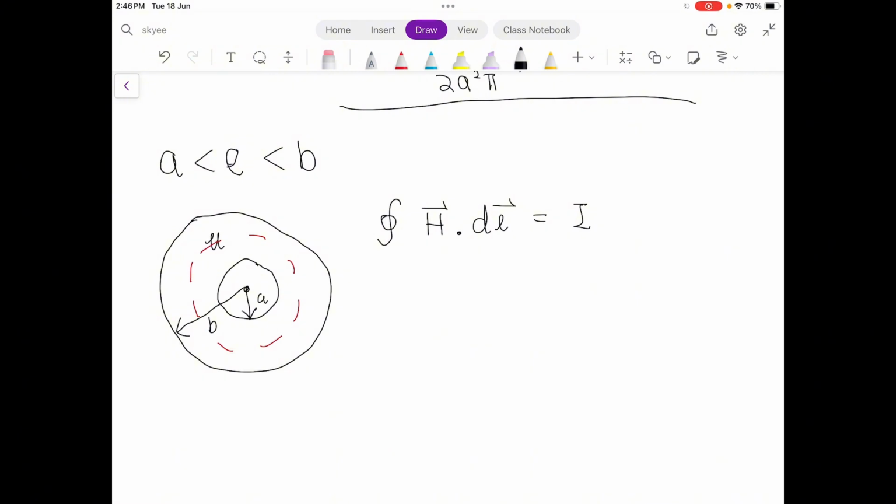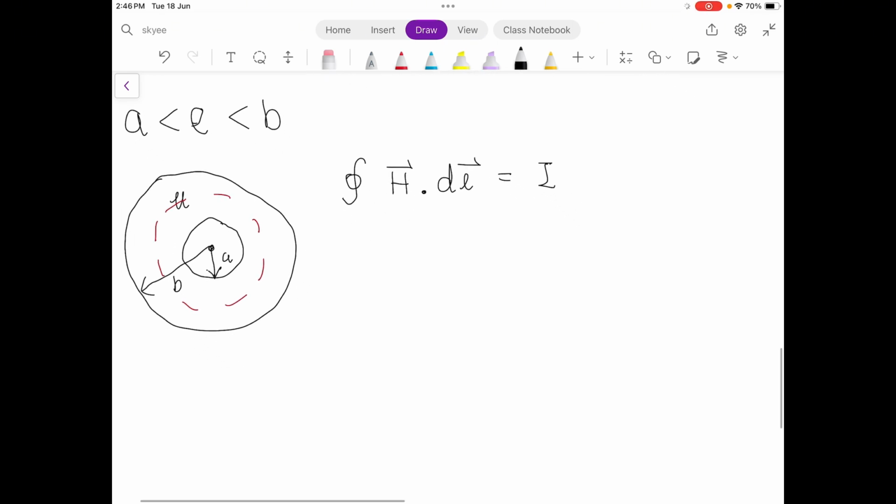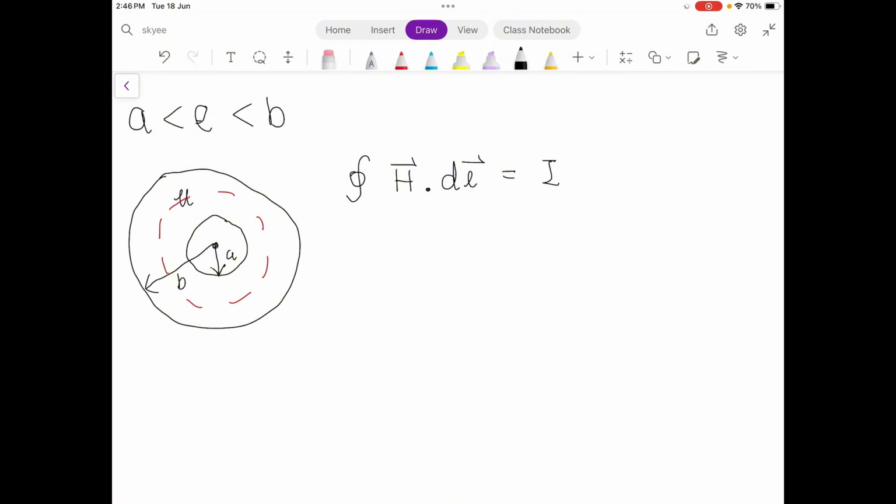Okay, so in this case, you can see the red Amperian path completely encloses the inner conductor A. So I will remain the same thing. You don't need to go to the integration of current density. So it will become the integral from 0 to 2 pi of H phi times r d phi. This is what we usually do, and I is this one.